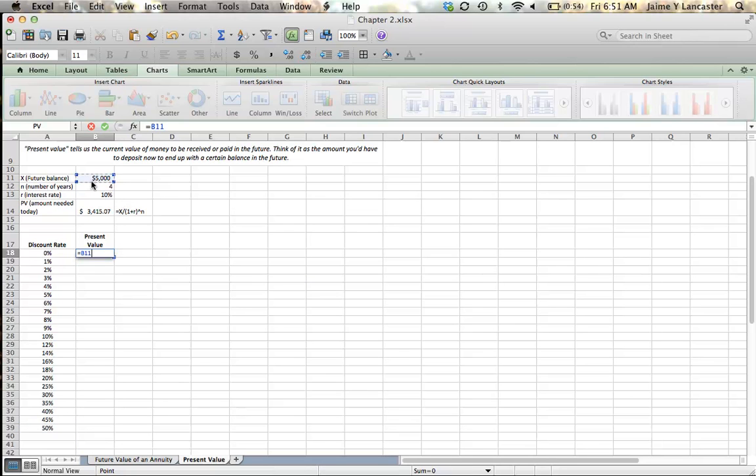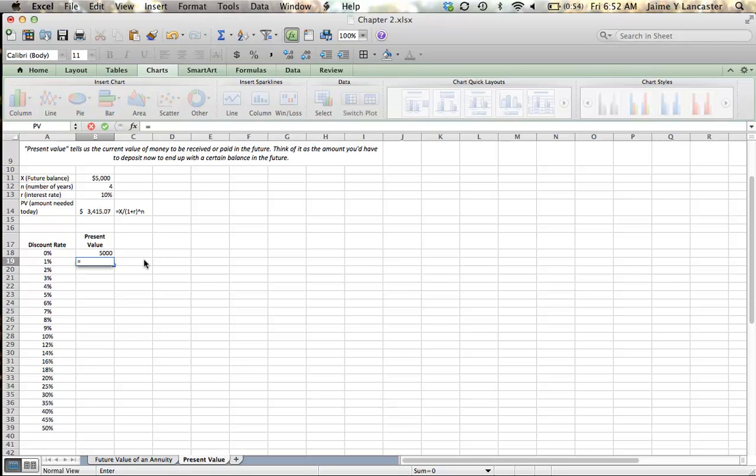So if we're earning an interest rate of 0%, our present value is going to be equal to $5,000 divided by 1 plus 0% raised to the n power of 4. 1 plus 0% raised to the 4 is equal to 1, mathematically. So our answer is $5,000. If we're not going to earn any interest and we want to have $5,000 in 4 years, we need to deposit $5,000 today.